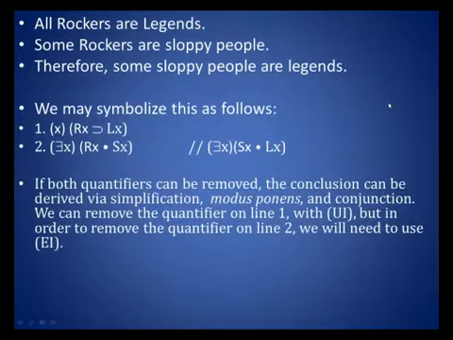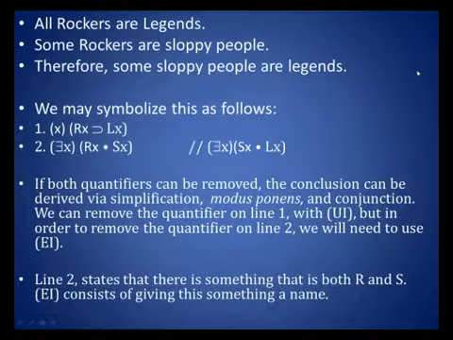If both quantifiers can be removed, the conclusion can be derived via simplification, modus ponens, and conjunction. We can remove the quantifier on line 1 with UI, but in order to remove the quantifier on line 2, we will need to use EI, which is exactly what we're getting ready to show. So again, I see this right away. You may not. If you look at it for a minute, you may realize that you can derive this conclusion via simplification, modus ponens, and conjunction once we remove these quantifiers. If you don't see it now, you'll see it here when we do the example, okay?